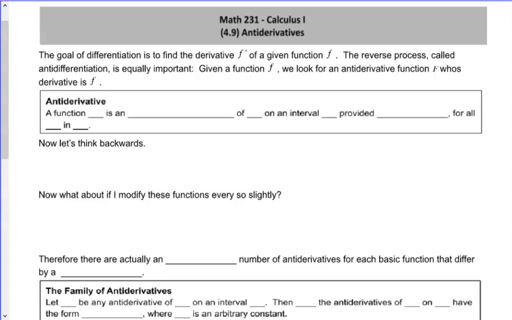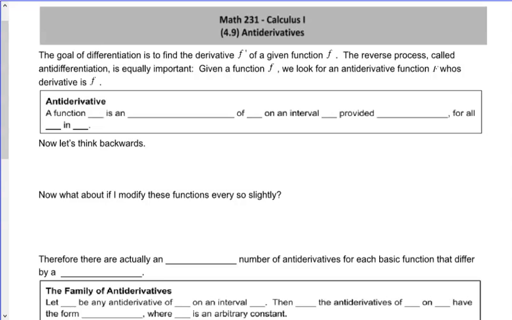All right, here we go, moving into our last section of Chapter 4, which is Section 4.9 on antiderivatives. And our goal of differentiation is to find the derivative f prime of a given function f. Now, the reverse process, which is called anti-differentiation, is equally important. So, given a function f, we look for an antiderivative, which they refer to in this section as capital F, whose derivative is f prime.